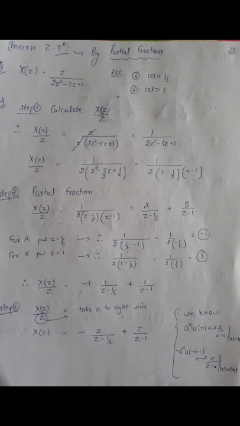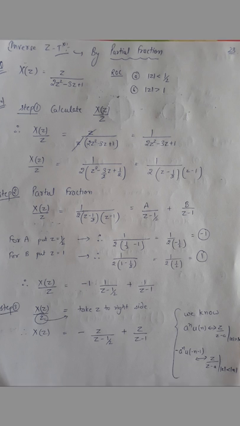In continuation with the last lecture, let's try to find out the inverse Z transform by using partial fraction. Now the case is where ROC is also given, that is region of convergence. Let's start with the question. X(z) is equal to z upon 2z square minus 3z plus 1, where ROC is mod of z less than half and ROC is mod of z greater than 1.